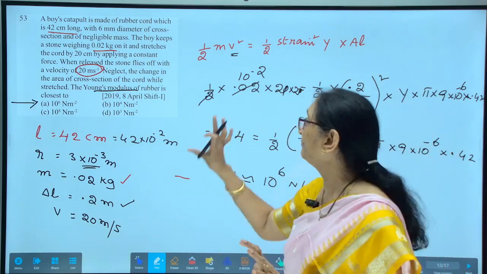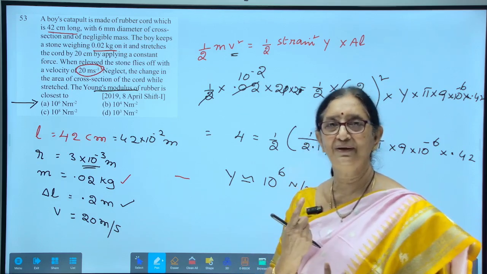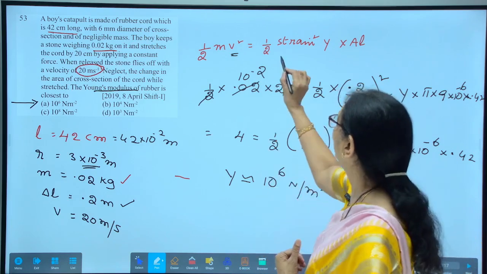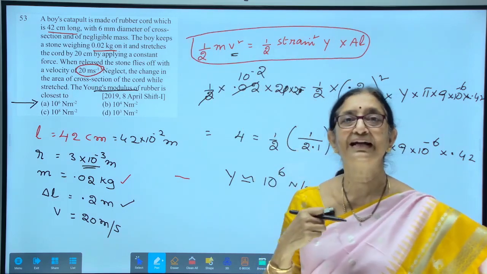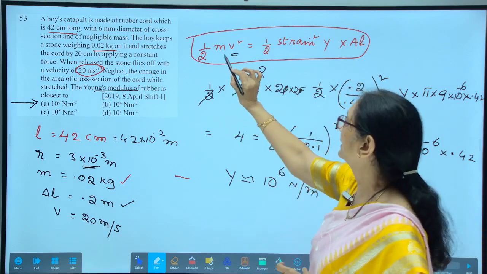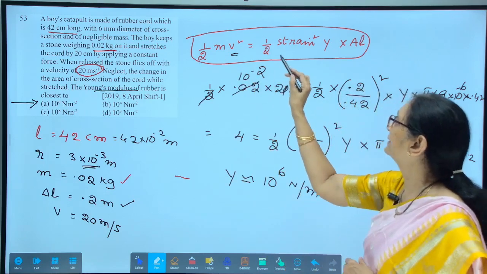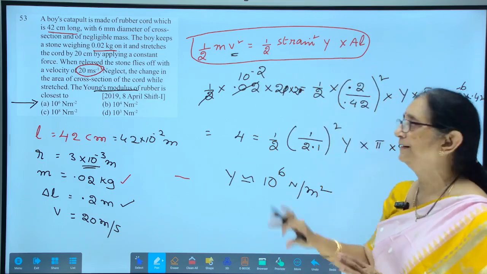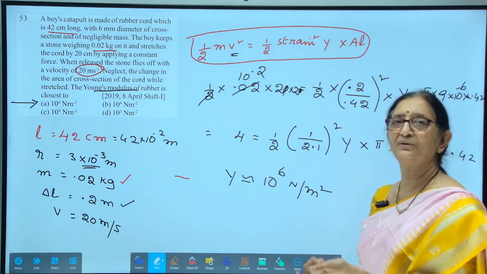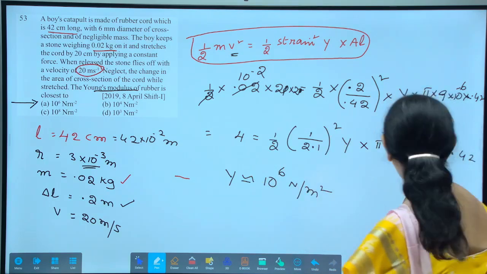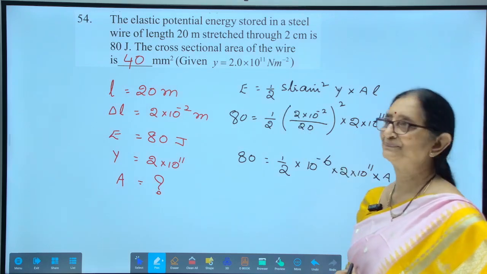So, I am just repeating the concept here. In case of a catapult, when the cord is stretched and released along with the stone, the elastic energy stored in the stretched cord will be totally converted into the kinetic energy of the projectile. So the kinetic energy of the object released from the catapult is half mv square, which is equal to half strain square Y into AL. The entire data is given, and you are supposed to find the Young's modulus to the closest value, which we got as 10 power 6 Newton per meter square. Move on to the next problem.